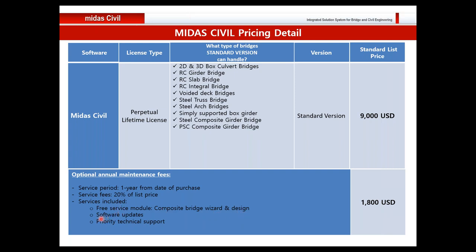Then the frequent software updates that we come up with would be part of the services under annual maintenance, as well as priority technical support, and the customized trainings that would be required. The cost for annual maintenance is $1,800.